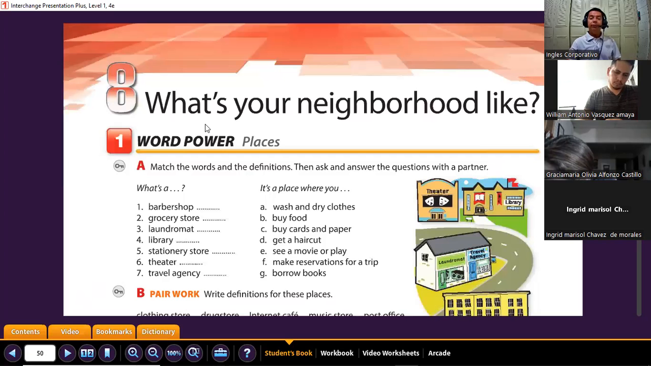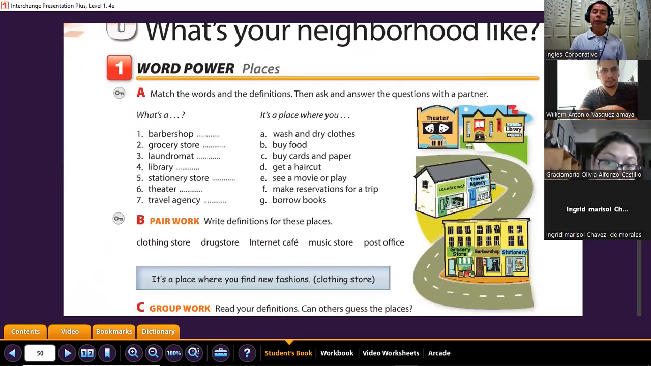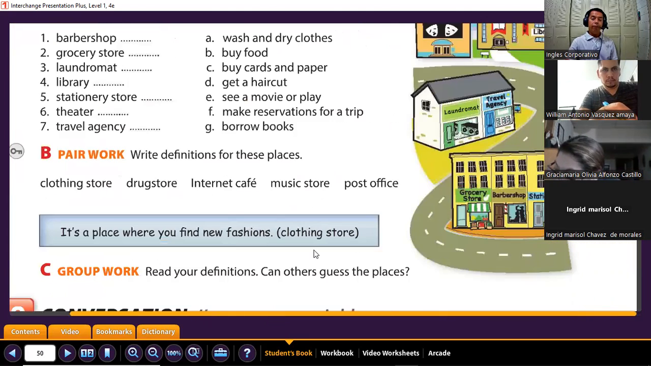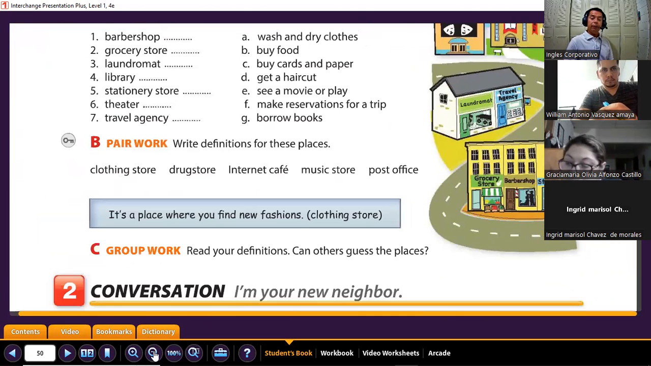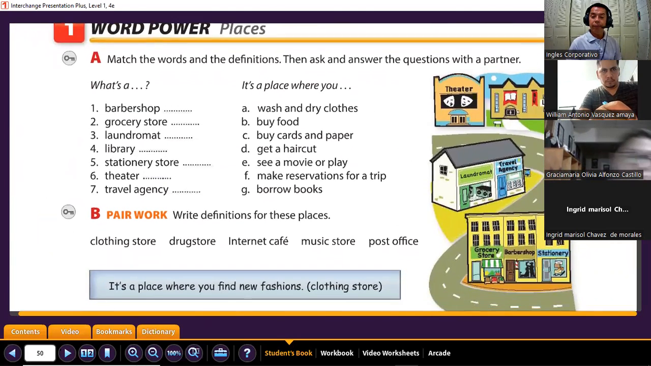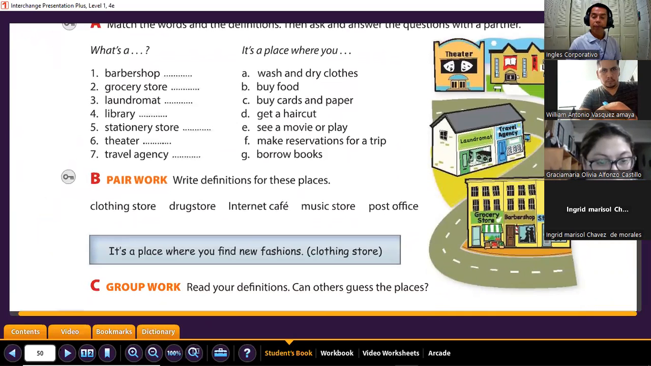Good, here, right? Now, this is an exercise about some places in the neighborhood, look. Okay, let me see. Bueno, here, right? Creo que por aquí lo podemos enseñar. Okay, good. What's a barbershop?